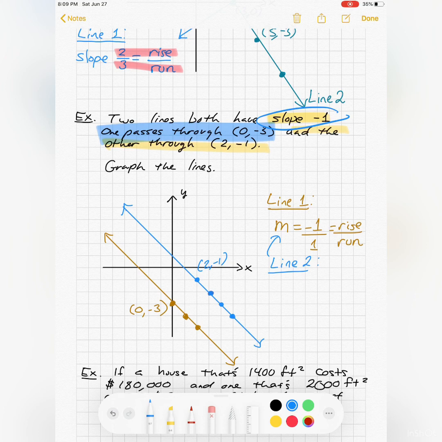So these two lines are actually also special because they have the same slope. We call these guys parallel lines. You see how they go on, but they never intersect? They have the same slope, but they never cross, never intersect each other.